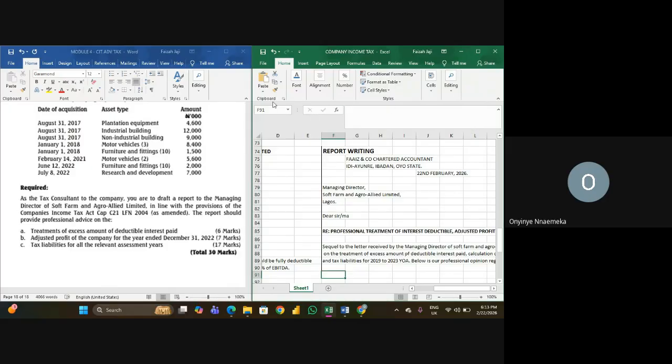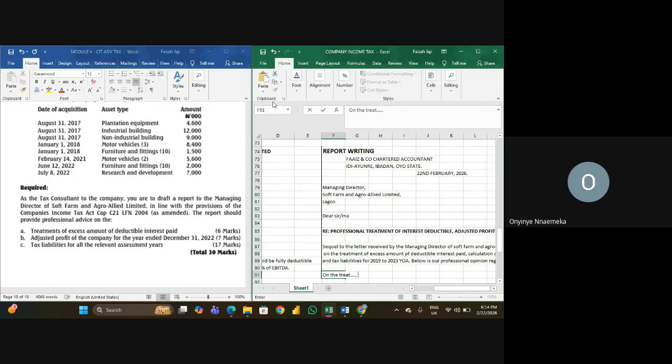This treatment of excess dividend amount, the treatment of blah blah blah, you write it off, you write this thing finish. If you know the Finance Act, I think it was Finance Act, is that 2019 or 2020? I cannot remember. That brought forth this excess interest. So you now write based on Finance Act 2019, the interest paid to a foreign party on foreign loan must not exceed 30% of what? Of EBITDA.